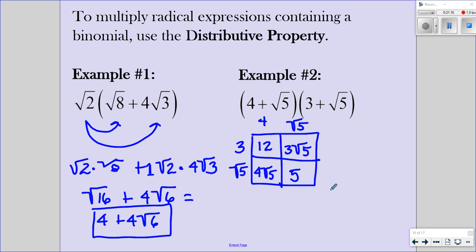So now you can start combining. So then 12 and 7 will give you 17, and then 3 and 4, they both have the same term. They're square root of 5, so that will be 7 square root of 5. And that's your answer.